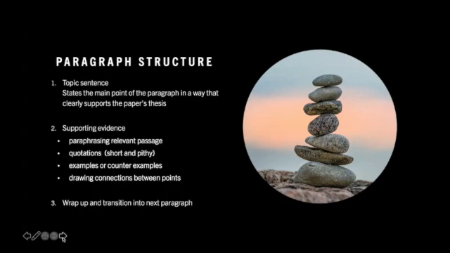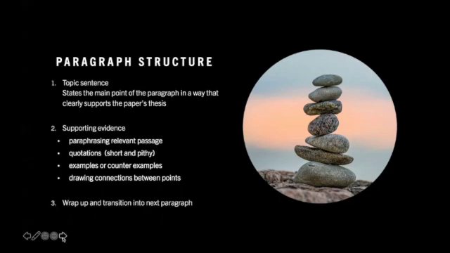Then after your topic sentence, you need to give supporting evidence for that particular point. That means you will be paraphrasing relevant passages from the text, giving quotations. And like I said, make sure your quotations are short and pithy. They are full of meaning. They're not just general points or background information, but really important philosophical points that you could not say better otherwise. And you could perhaps give an example or a counterexample to flesh out an idea. You also want to make sure that anytime you're paraphrasing or quoting, you're also analyzing and unpacking ideas. Often we do this by drawing connections between points or elaborating on an idea.